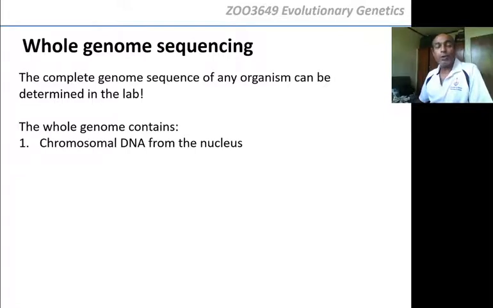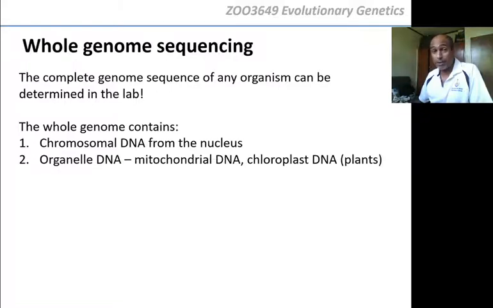Yeah, the whole genome, what does it contain? What sequences does it contain? It's got all the chromosomal DNA, right? From the nucleus, all the nuclear DNA. It's also got all the organelle DNA. Remember the theory of endosymbiosis. We have chloroplasts, we have mitochondria, we have organelles in eukaryotic cells, which have their own DNA.